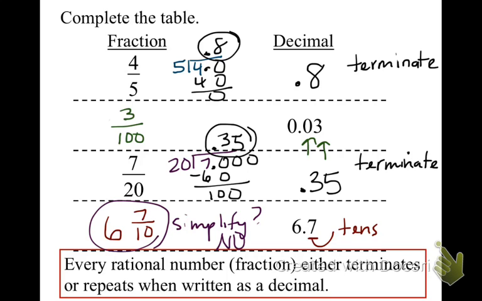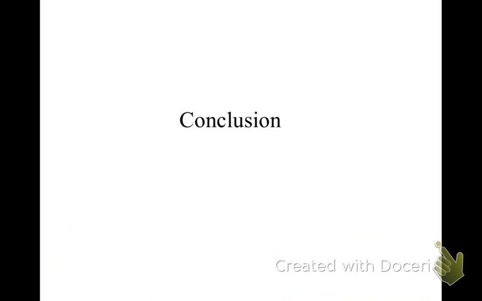Now, also in your notes, I want you to write that every rational number either terminates or repeats when it's written as a decimal. Make sure that this is in your notes. Now, go and write me a 2-sentence summary. We learned about terminating decimals, repeating decimals, and we reviewed rational numbers. What things did you learn today?